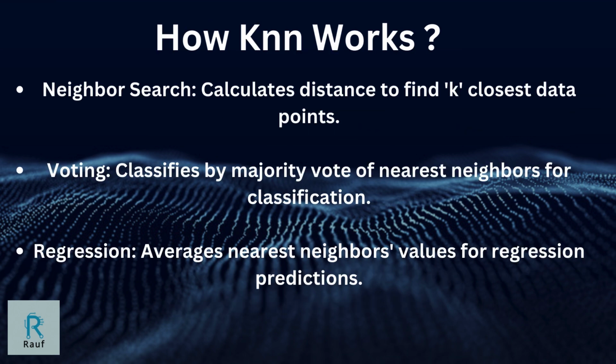Okay, so let's see how KNN works. First of all, neighbor search: it calculates distance to find the k closest data points. That is the basic KNN work. After that, for classification, it uses a voting system, classifying by the majority vote of the nearest neighbors. And for regression, it averages the nearest neighbors' values for regression predictions. Okay, so yeah, this was the intro.